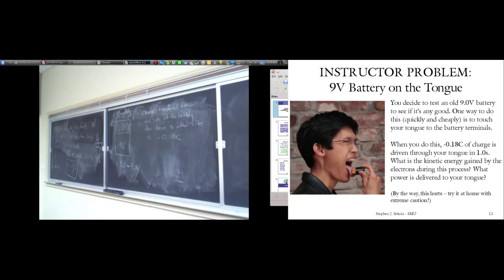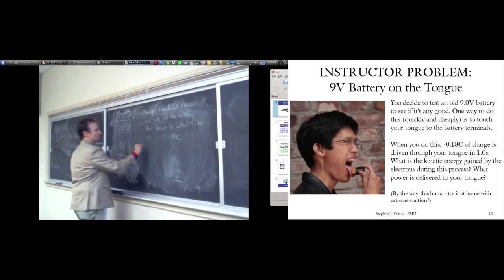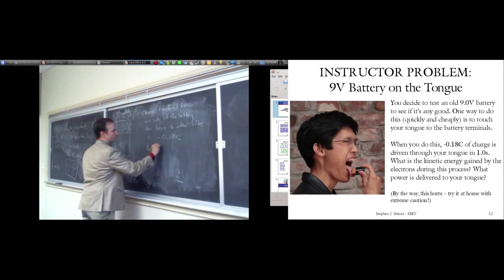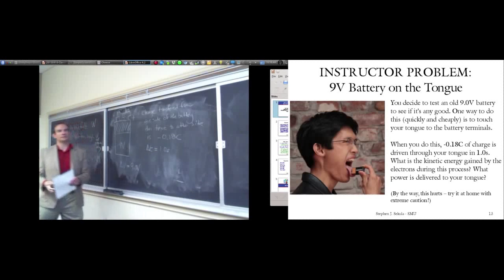All right, so this all happens in about 1 second. So the time it takes for this transfer is 1 second. All right, so that's how long you leave it on your tongue, and that's how much charge is transferred. All right, well, we've already kind of answered the first question, right? What's the kinetic energy gained by the electrons in this process?